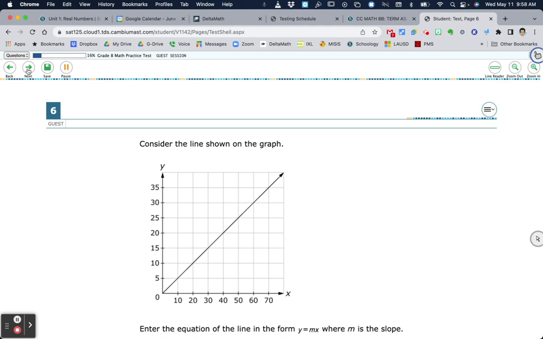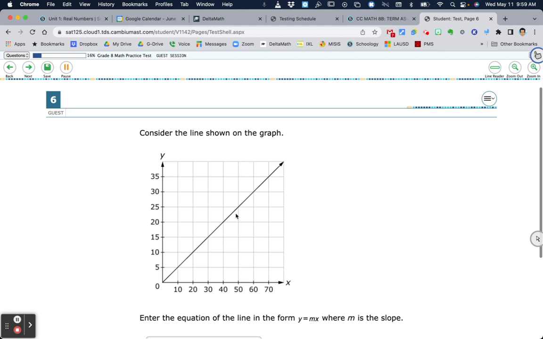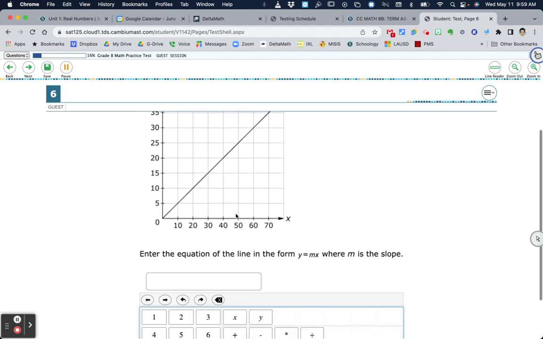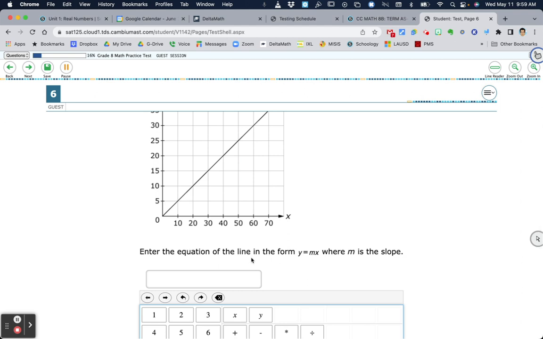Another graph. Let's take a look. There's a little different from the last one. Consider the line shown on the graph. Okay, so I see this line. Write the equation of the line in the form y equals mx, where m is the slope. I don't get any drawing tools or anything, but we want to think of the slope for this, the rise over the run. So let me just go from here to here.